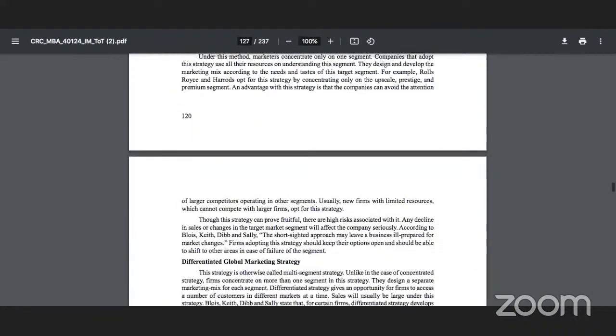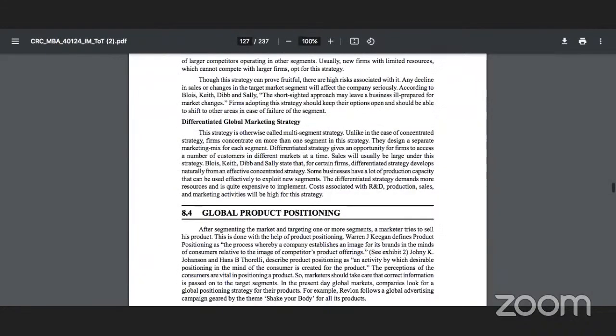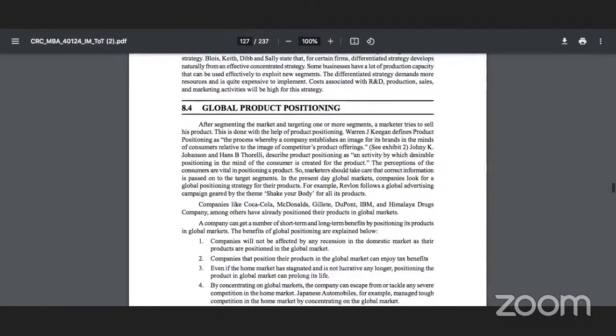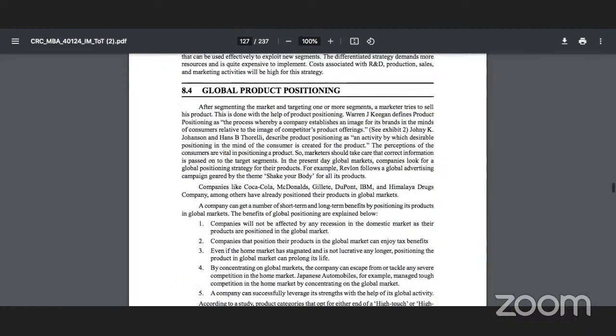Now, moving on, let us go to global product positioning. So here, if you talk in terms of segmenting the market and targeting one or more segments, a marketer tries to sell his product with the help of product positioning. So what did Warren J. Keegan define? He defined that product positioning is the process whereby a company establishes an image for its brands in the minds of consumers relative to the image of competitors' product offerings.